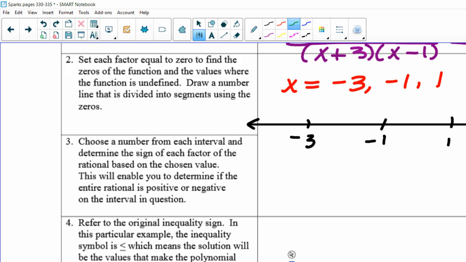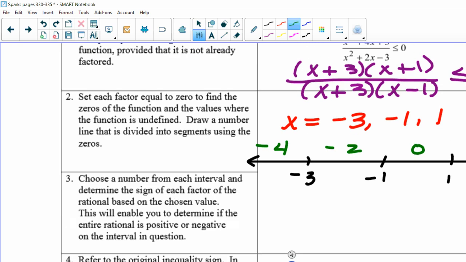We're on the author's number 3. Choose a number from each interval. Pick a number. Negative 4. Keep going. And determine the sign of each factor of the rational function based on the chosen value. This will help you to determine if the entire rational is positive or negative on the interval in question.